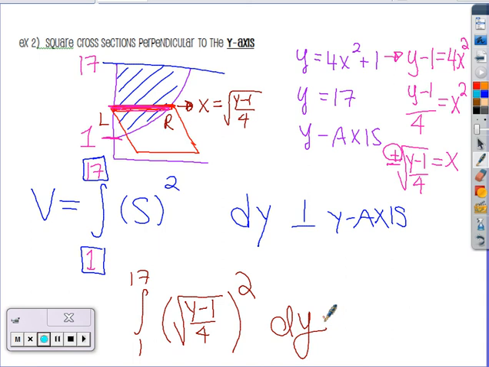Hopefully you do somewhat understand the basic concept that a volume is going to be the integral of an area times dx or dy. The perpendicular to always tells you which, if it's going to be a dx or a dy integral, and then from there, you're always using an area formula to find volume. All right.